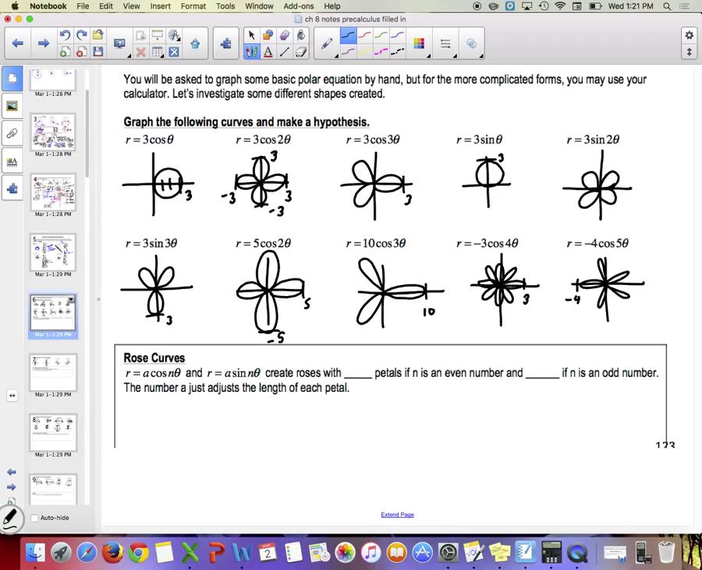Yep, so it says, if you have r equals a times cosine of n theta or r equals a times sine of n theta, it creates a rose, like flowers, with 2n petals if n is an even number, and n petals if n is an odd number. The number a adjusts the length of each petal, right? So if the number out front is 3, you're going to go out a length of 3. And you even do that like here. This length right here is 3. Does that make sense? They're all going to be like 3 units long.